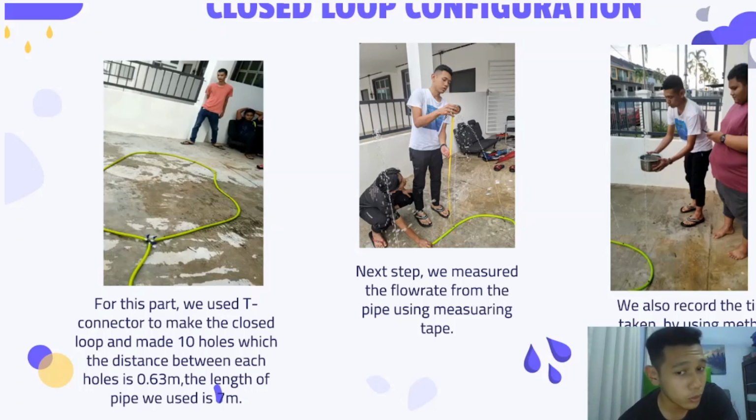Secondly, the next step, we measured the flow rate from the pipe using measuring tape, and we also record the time taken by using a timer. Let the water flow in a beaker and set the timer until 5 seconds. So for this part, we got a height of 1.20 meter and a volume of 180 milliliter for 5.32 seconds. So that's all from me. Thank you very much.